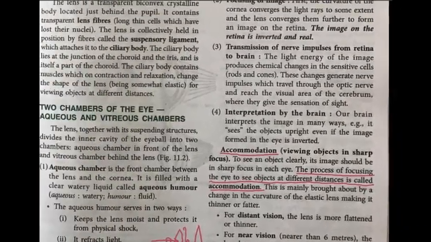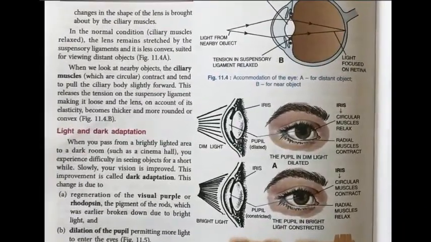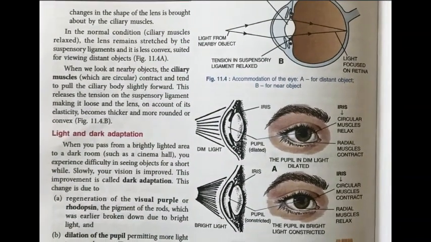Now these changes that you see, either the lens becoming longer and thinner or shorter and fatter, are brought about by the ciliary muscles. The ciliary muscles are circular, so they will pull the lens accordingly. Under normal conditions, the ciliary muscles are relaxed. The lens remains stretched by the suspensory ligaments, and it is less convex. That means in normal conditions, our eyes are suited for viewing distant objects.